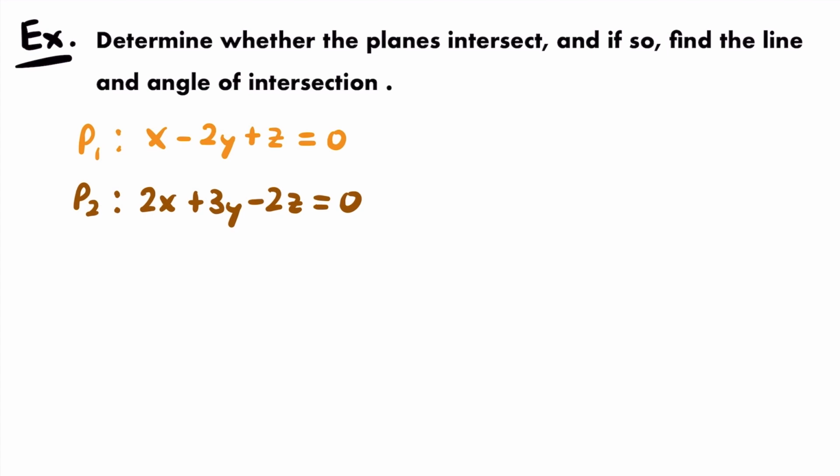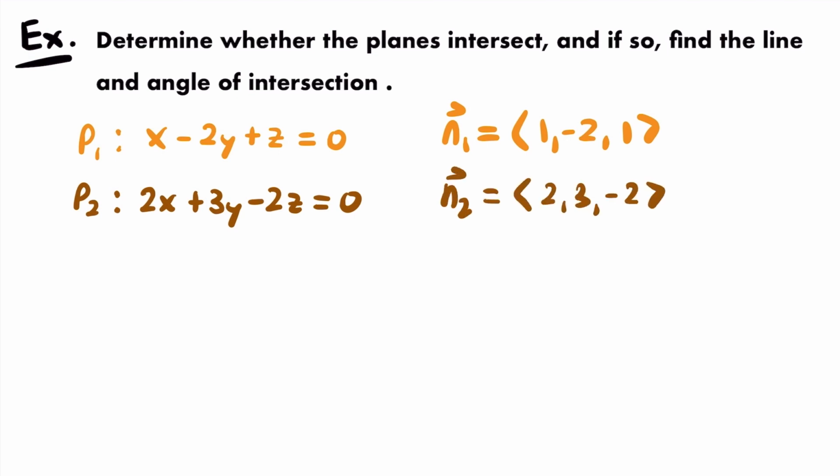Okay, so we need to find a normal vector for each of these two planes. And so remember how you find a normal vector. A normal vector for each plane will be a vector with components that are the coefficients of x, y, and z from the equation of that plane. So the normal vector for plane 1 will have components of 1, -2, and 1. And then a normal vector for plane 2 will have components of 2, 3, and -2. Okay, and so now that we have those two normal vectors, can we determine if they are parallel? All right, because if the normal vectors of two planes are parallel, then the two planes are also parallel.